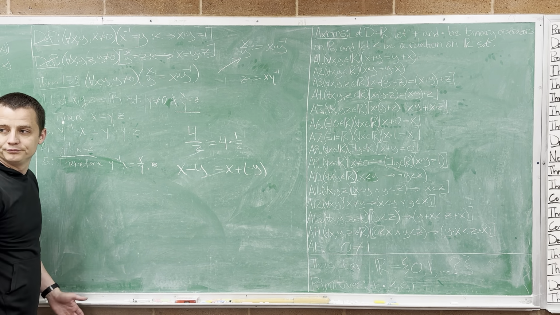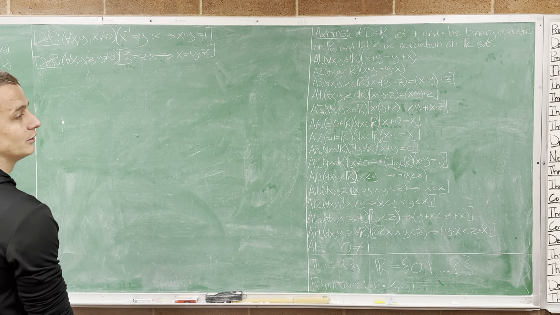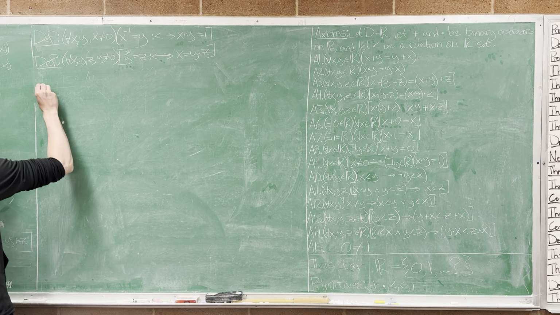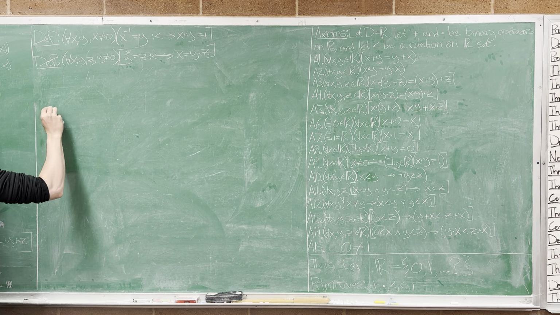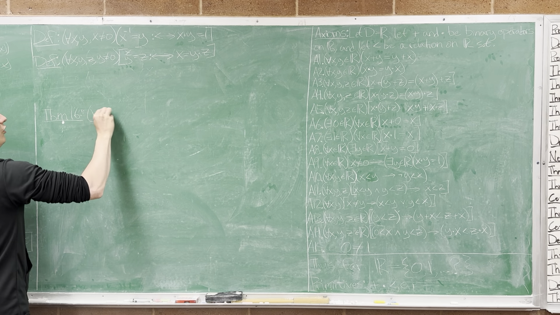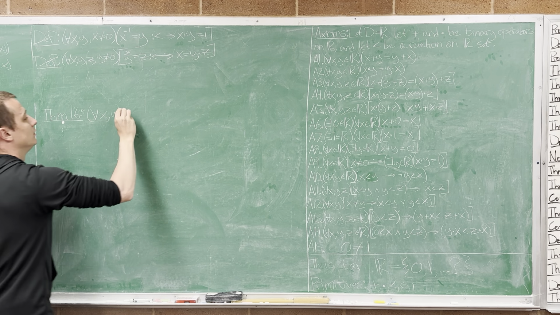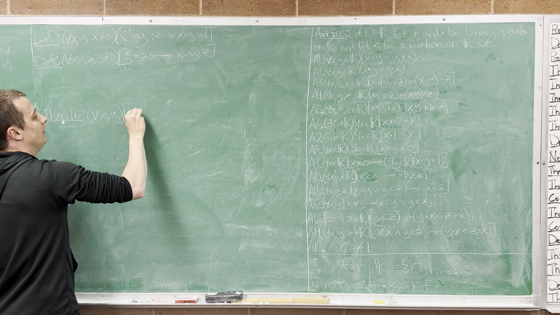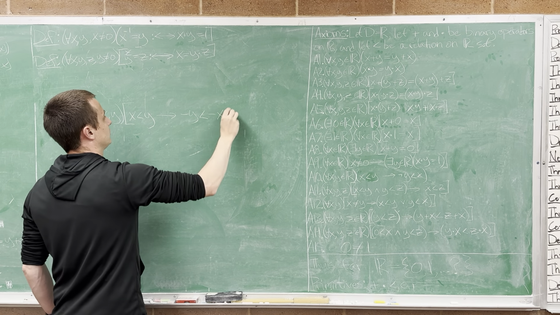Well, now we're dealing with inequalities. Oh no, that means it's going to be hard. No. Oh, you'll see. Theorem 16. For all x and y, if x is less than y, then negative y is less than negative x.